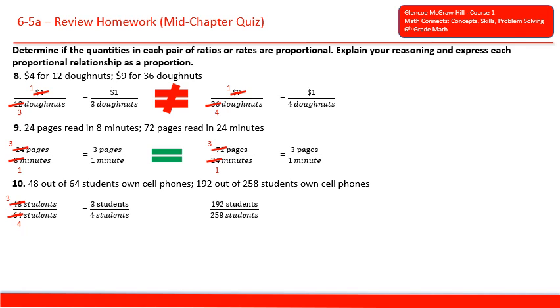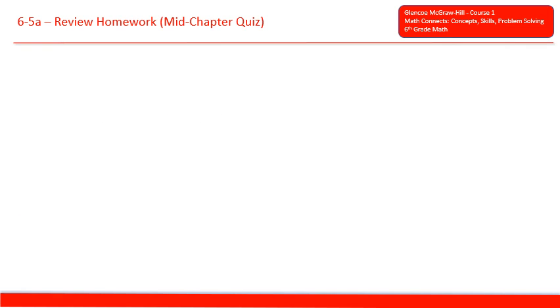In the 192 students out of 258 students, the greatest common factor is 6. So 6 times 32 is 192. 6 times 43 is 258. I know I'm doing those fast, but you can freeze the video and do your math and check those. So then if we restate it, it's 32 students out of 43, and that's as much as we can simplify that. So those are not equal.